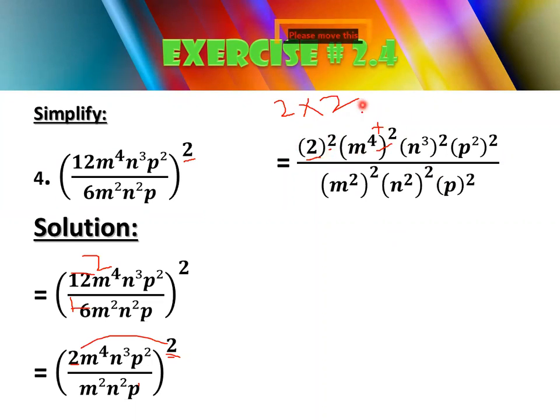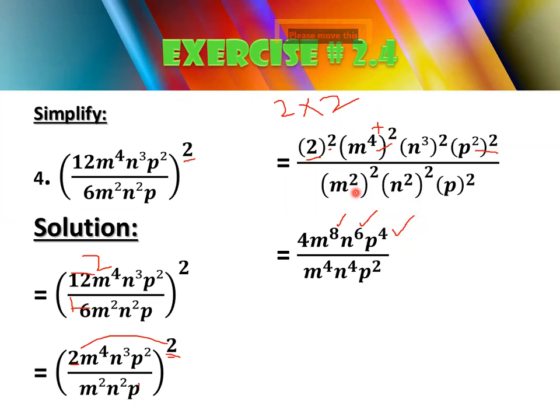So this 2 multiply by 2, it will become 4, and then your next variable, that is m, and 4 multiplied by 2 it will become 8, then next variable n, and 3 multiplied by 2 it will become 6, and the last variable, that is p, and 2 multiplied by 2 it will become 4. Now move on to the denominators. This is m, and 2 multiplied by 2 it will become 4, and then n, and 2 multiplied by 2 it will again become 4, and the last one is p square.